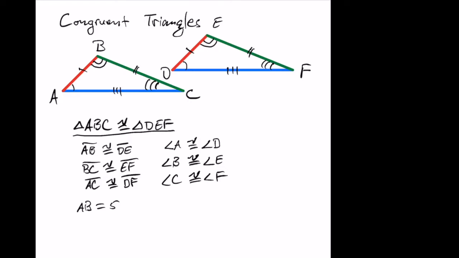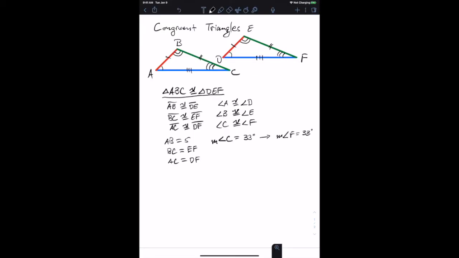Similarly, I can say that BC is equal to EF, and that's actually saying the measure of BC is equal to the measure of EF. Notice I don't have bars on top when I'm talking about the actual number measures of things. And similarly, I can also say that AC is equal to DF. That's how we say it then. And now, what if we were saying that the measure of angle C was equal to 33 degrees? Then I can also say that the measure of angle F is equal to 33 degrees.